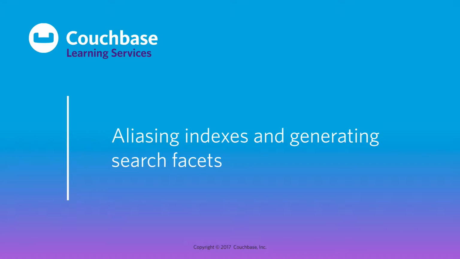Everything changes over time. In this lesson, you'll learn how to place an endpoint alias in front of your indexes to support seamless swapping. And sometimes you need to see the forest, not just the trees. So we'll also learn how to generate summary information about your index data using facets.